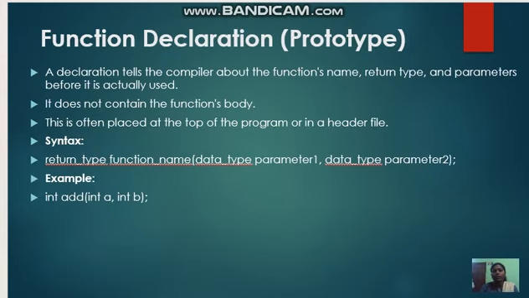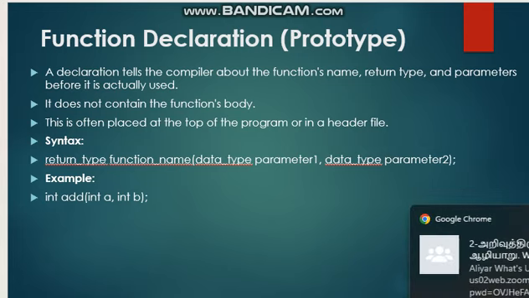First we are going to see the function declaration. A declaration tells the compiler the function name, the return type, and what the parameters are. We have to tell the compiler: this is the function name, this is the return type of the function, these are the parameters of the function. Likewise, we tell the compiler all the things about the function.